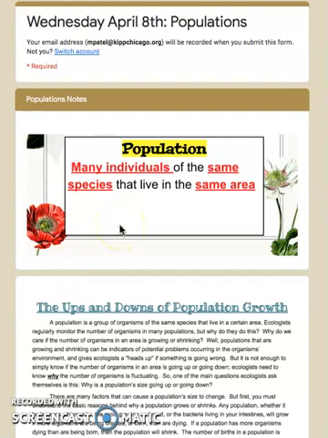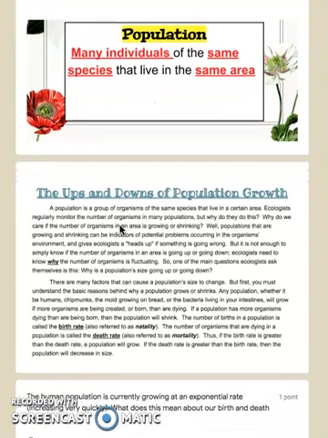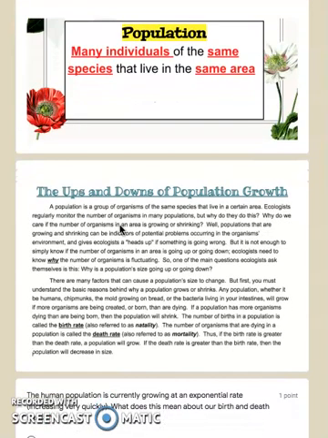So let's get started. First things first, population. Population is many individuals of the same species that live in the same area. For example, all the humans in Chicago, right? Not all the humans, cats, and dogs in Chicago, just humans. So it's the same species.